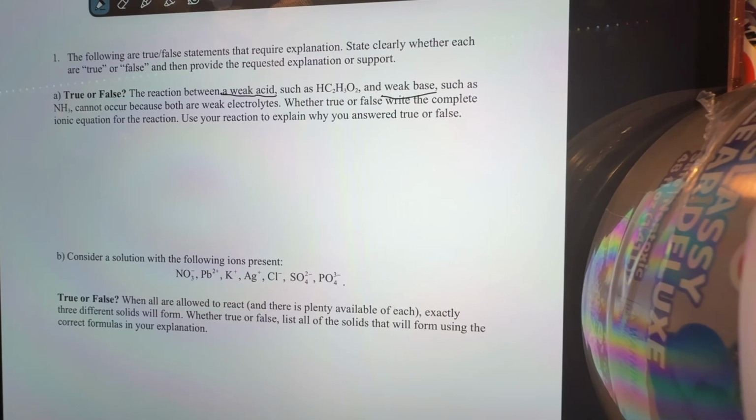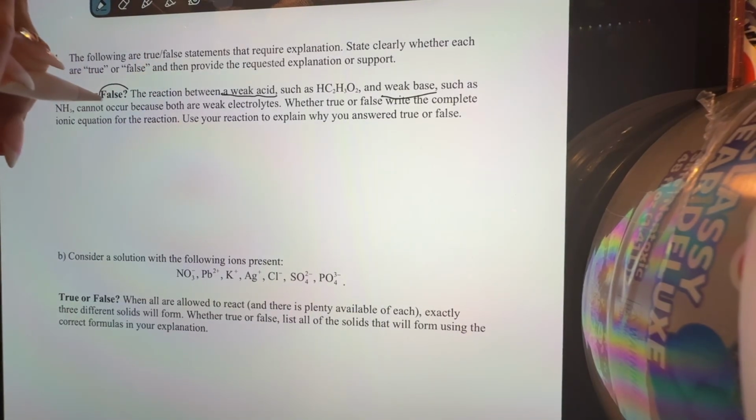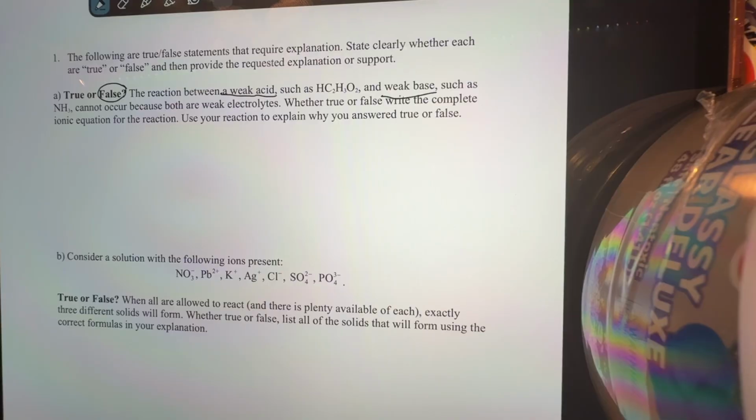Okay, so I'm going to answer false to that because, according to what I've learned, I'm thinking the reaction between a weak acid and a weak base can in fact occur. The thing about weak electrolytes is they don't dissociate. So for example, if you took a strong base like NaOH in a molecular reaction, when you're making it a complete ionic reaction, it would dissociate into Na plus and OH minus, but something like this, which is weak, would not dissociate, which is why I'm saying the reaction can still occur.